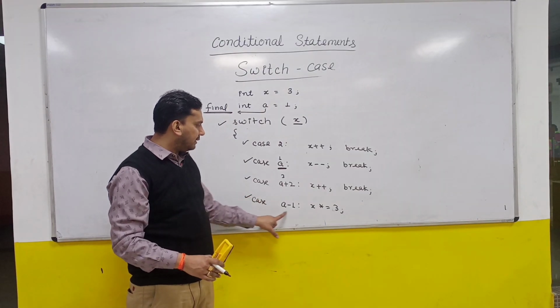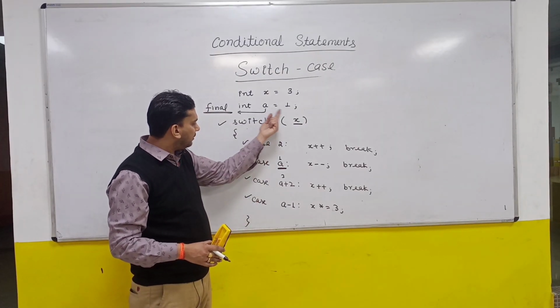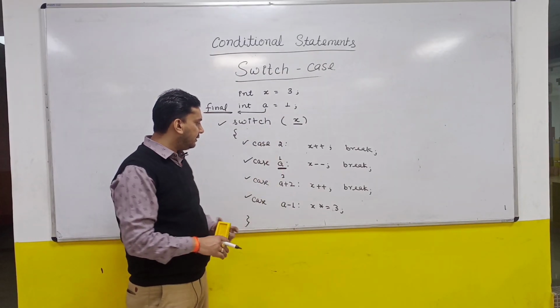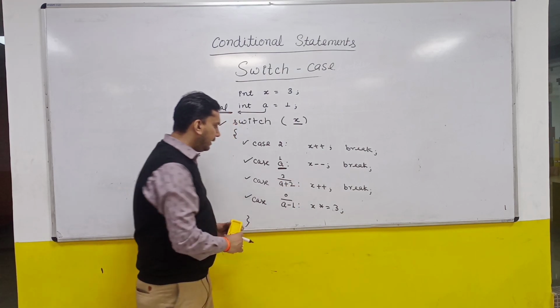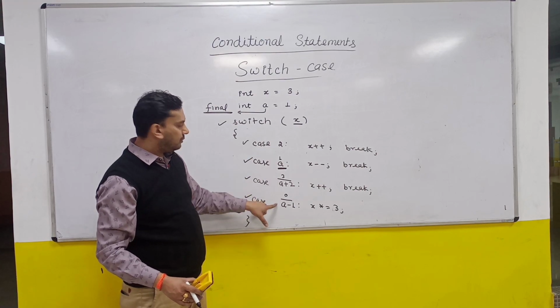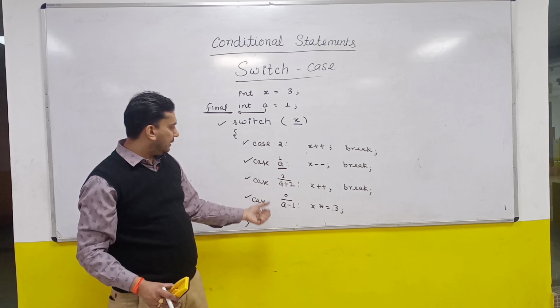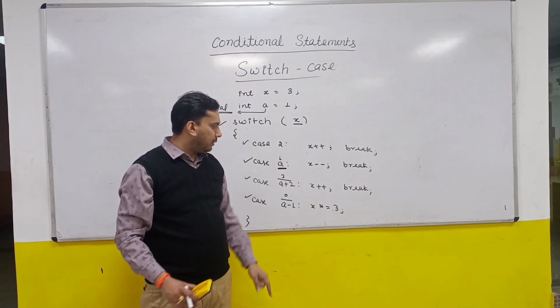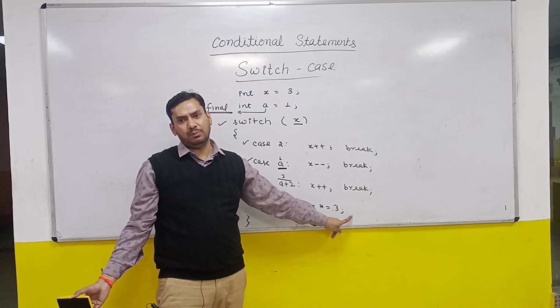Case A minus 1. Case A minus 1 means A is 1, and 1 minus 1 is case 0. It means it is giving you case 0. So case 0, is it a duplicate value? No. Case value is not duplicate, then it is also okay. I have not written a break here. Is it a problem? No, it is not a problem.